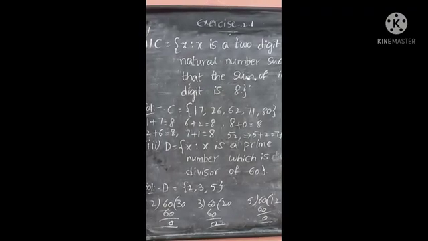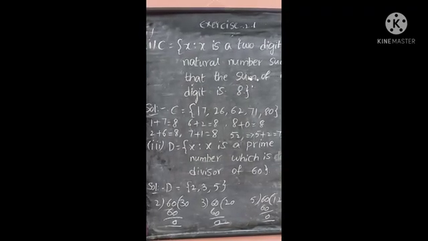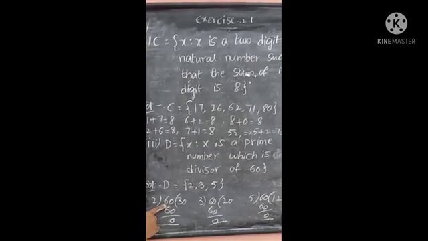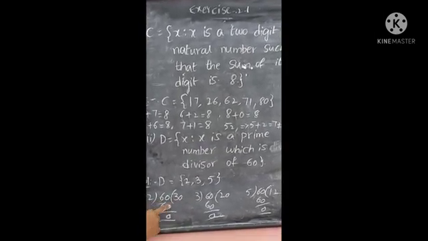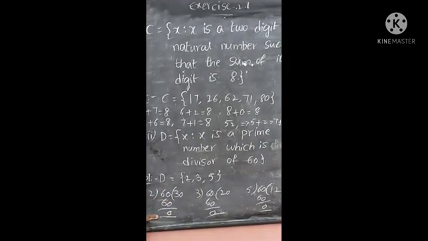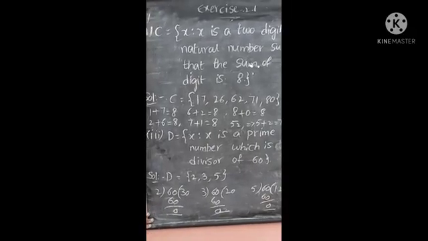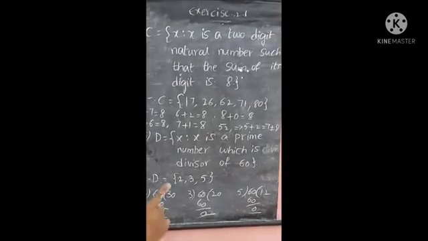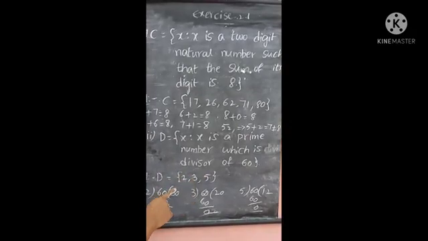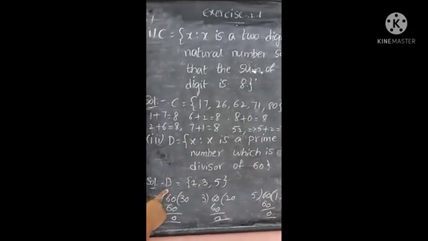So if I divide 60 with 2, 2 divides 60. So 2 thirties are 60. So it divides. So 2 is the prime number which is a divisor of 60. So 2 is an element of the set D.